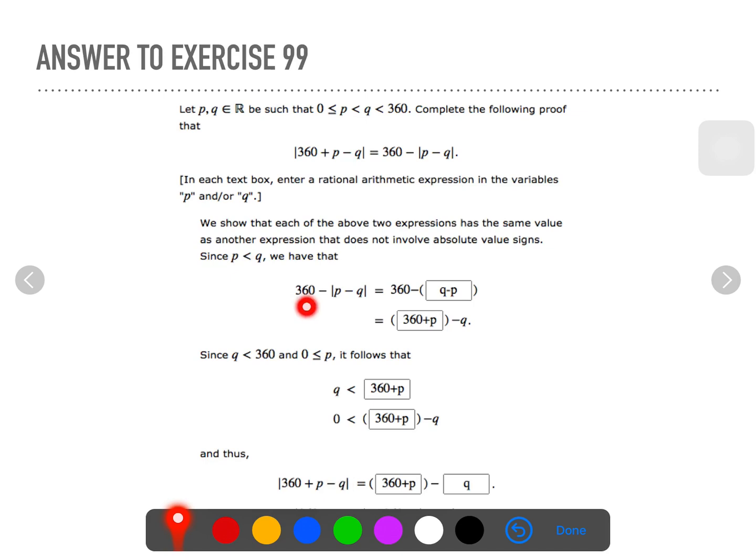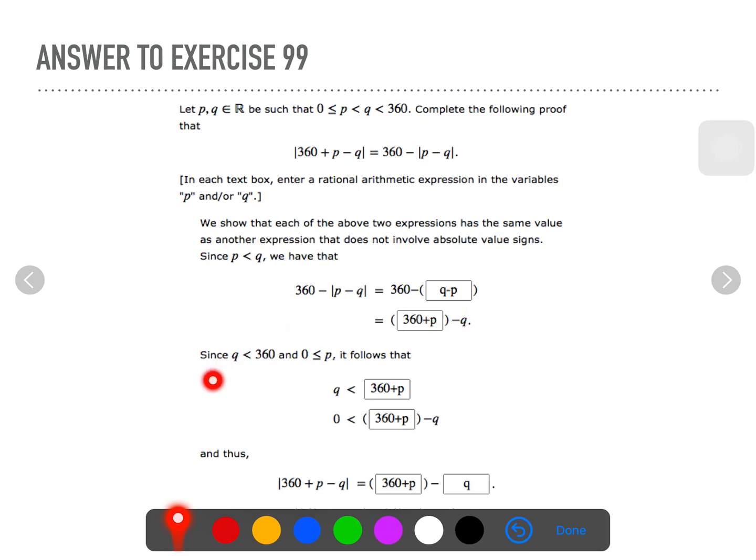I know that 360 minus the absolute value of P minus Q is equal to 360 minus the quantity Q minus P. And the reason for that is that P is less than Q. So if P is less than Q, P minus Q will be a negative number, but then I'll take the positive of it. So if I switch the order here, I will get the same value. So that's equal to 360 minus this quantity. And then distributing the negative, I find that's equal to 360 plus P minus Q, by the associative rule.